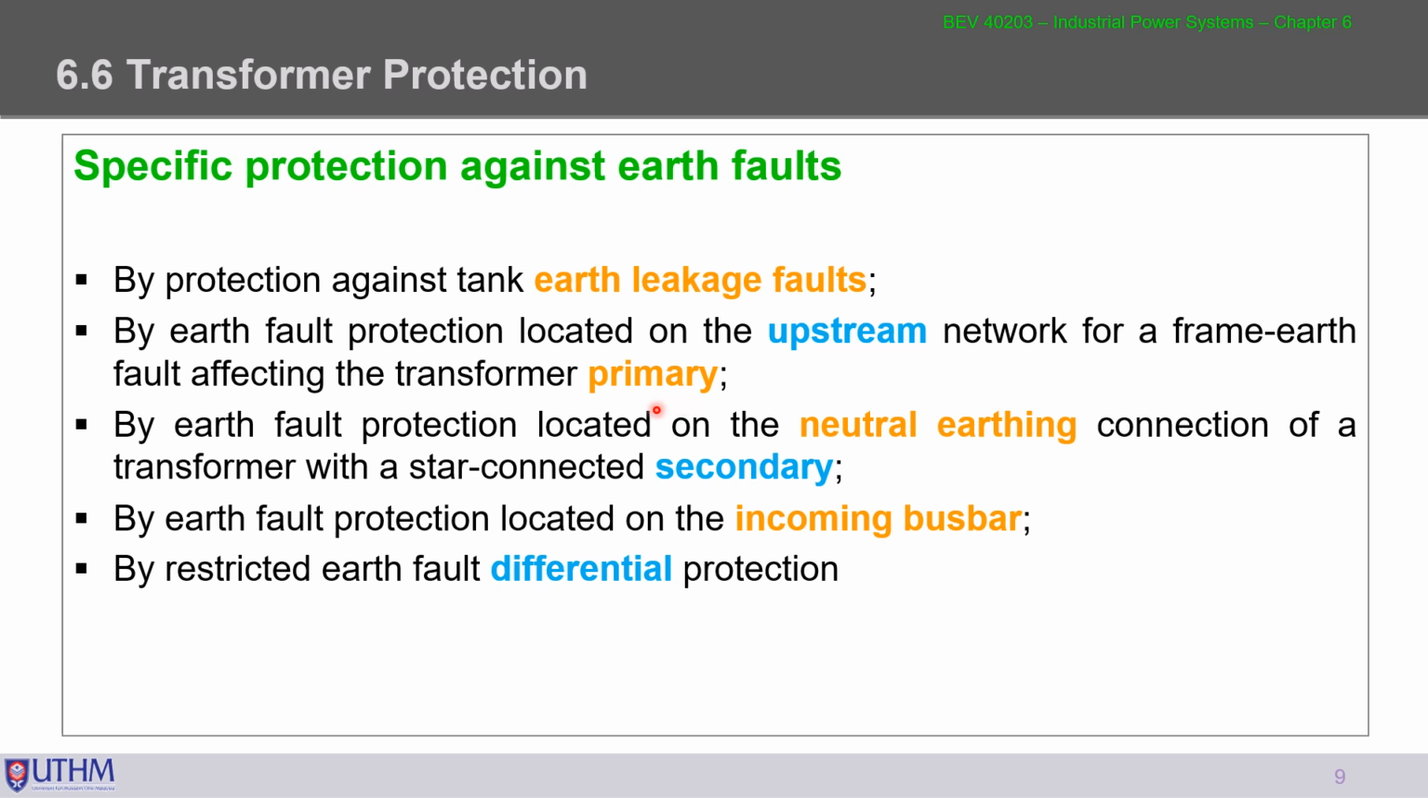And then we also consider earth fault protection located on the neutral earthing, where the connection is at the secondary side of the transformer. Then we also have to consider the earth fault protection located on the incoming busbar of the transformer. So lastly, we have to consider the restricted earth fault differential protection for the transformer.